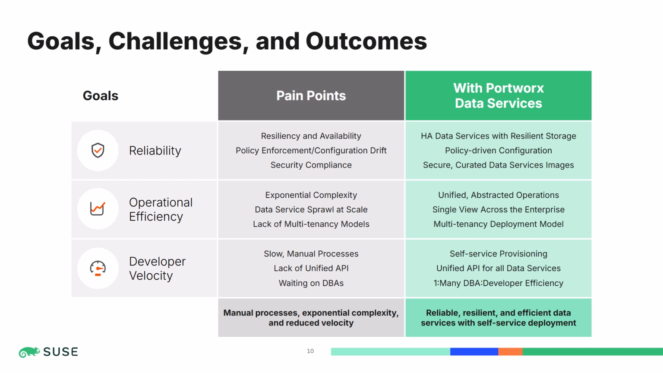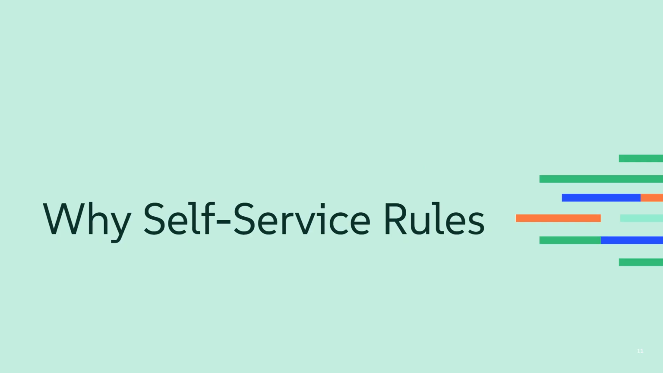So for Portworx Data Services, we identified some benefits that we could drive, like policy-driven configurations, giving a single view across the enterprise to the DBA or platform team that's responsible for managing all of the infrastructure that these data services are running on. Multi-tenancy is a big deal, especially in large enterprise organizations. And then really keying in on that one-to-many DBA to developer ratio to drive efficiency for your development and your applications. And we feel that this ends up providing you with a really reliable, resilient, and efficient way to use data services on Kubernetes, all with self-service deployment. So let's talk about why self-service rules and how it ties back into platform engineering.